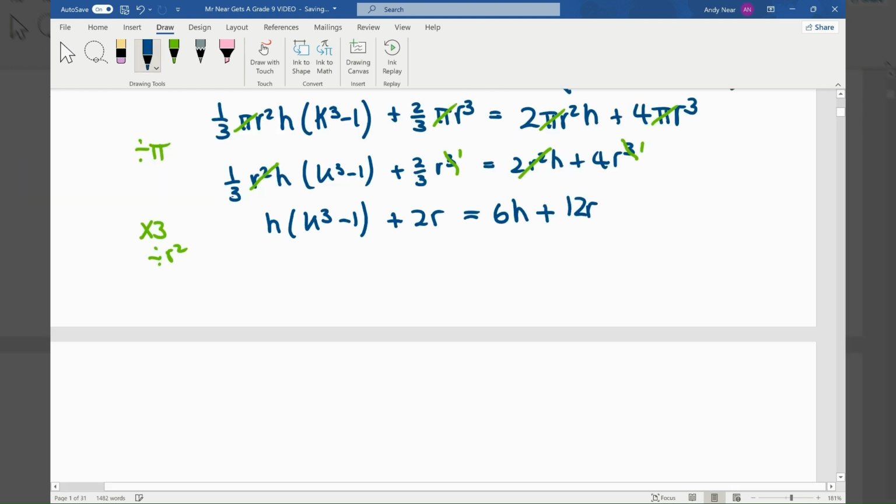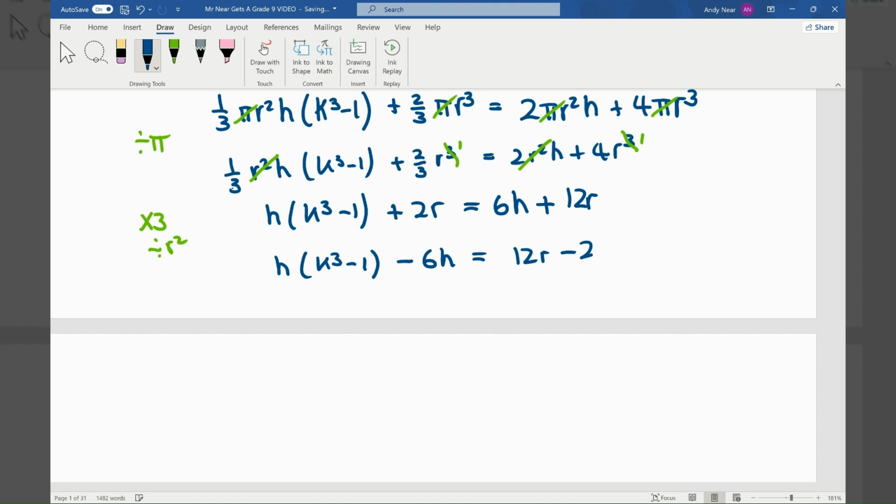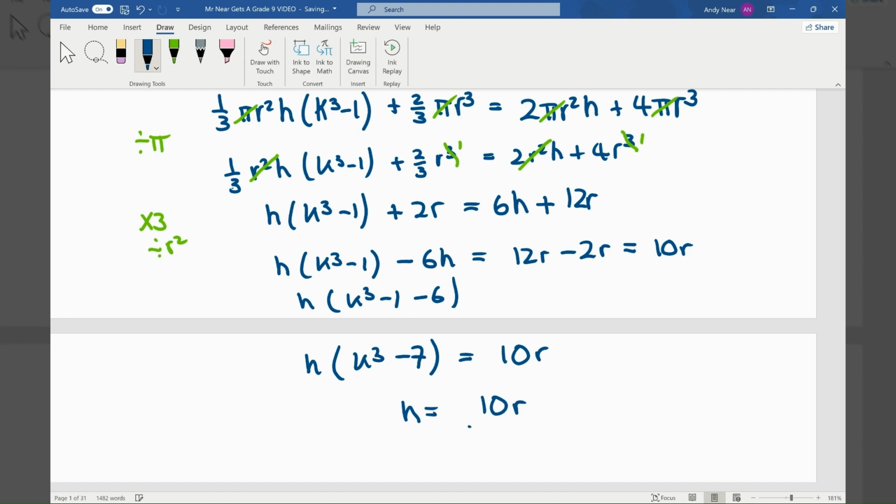Now, in effect, what I need to do is make h the subject of this equation. So I'm going to collect every bit that's got an h in it on the left-hand side and everything that hasn't got an h in it on the right-hand side. And so the right-hand side will simplify to 10r. If I take the h out of this, I would get k cubed minus 1 minus 6. So this becomes h times k cubed minus 7 is equal to 10r. And so h is equal to 10r over k cubed minus 7.